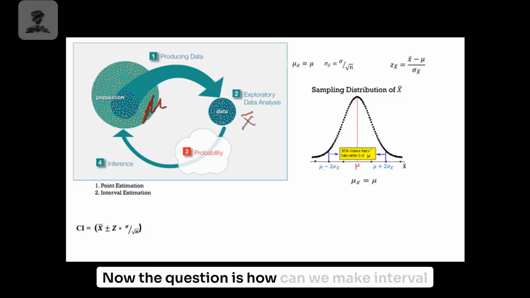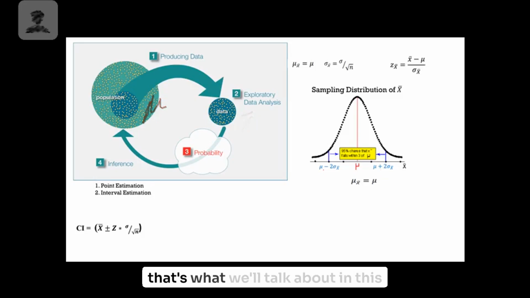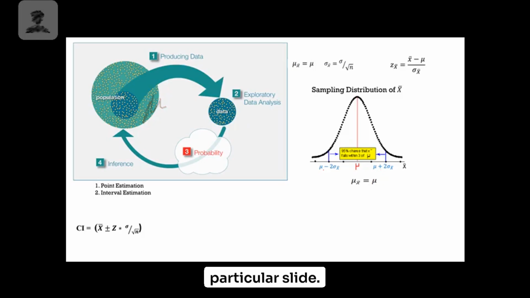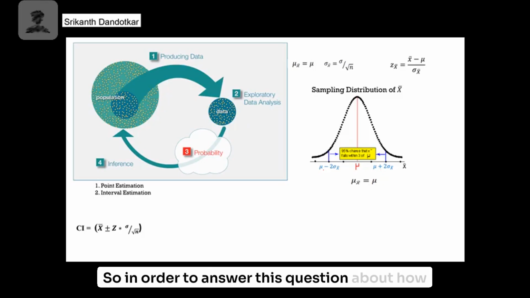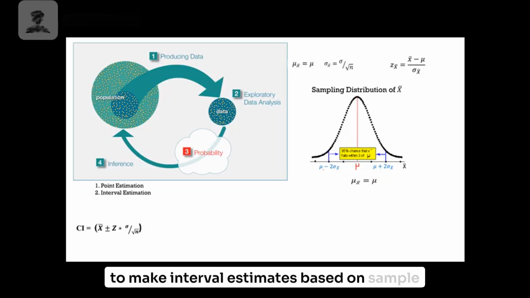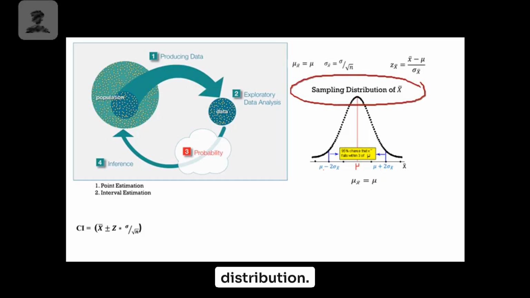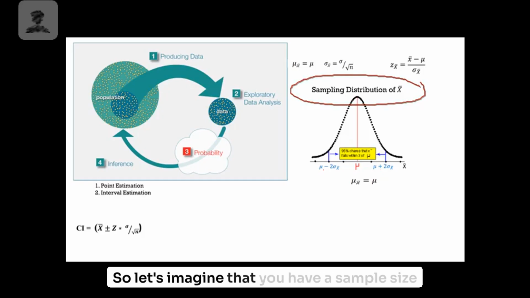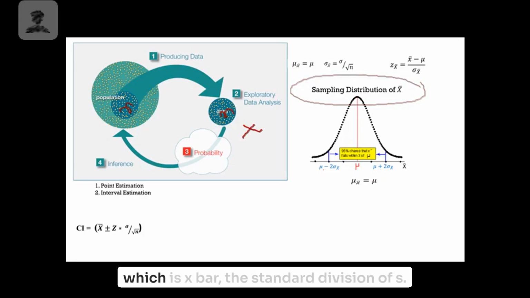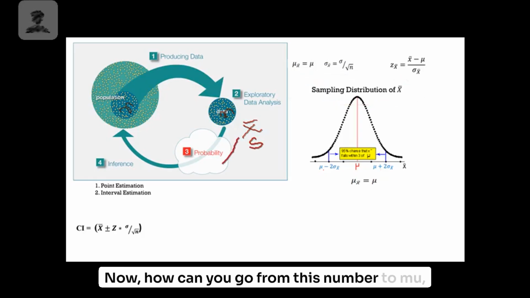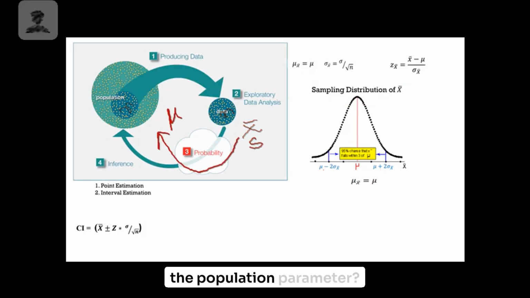Now, the question is, how can we make interval estimates with some level of confidence? That's what we'll talk about in this particular slide. So, in order to answer this question about how to make interval estimates based on sample statistics, we need to talk about sampling distribution. So, let's imagine that you have a sample size of n and calculated the sample statistics, which is x bar, the standard deviation of S. Now, how can you go from this number to mu, the population parameter?